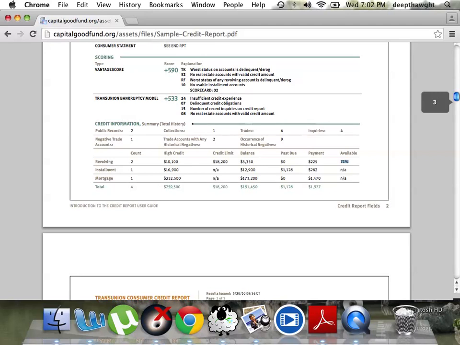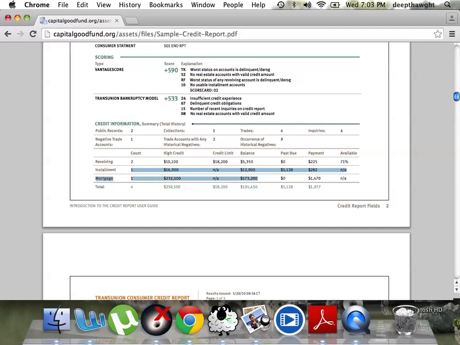All right, so down to the second one. You have an installment loan, one installment loan, $16,900. An installment loan can be an auto payment or something like that, a lease or something like that. But let's look at it. There's a high credit of $16,900, and there is no credit limit. And that's the difference between a revolving account and an installment loan. There is no credit limit on the account. There's just a balance to pay.